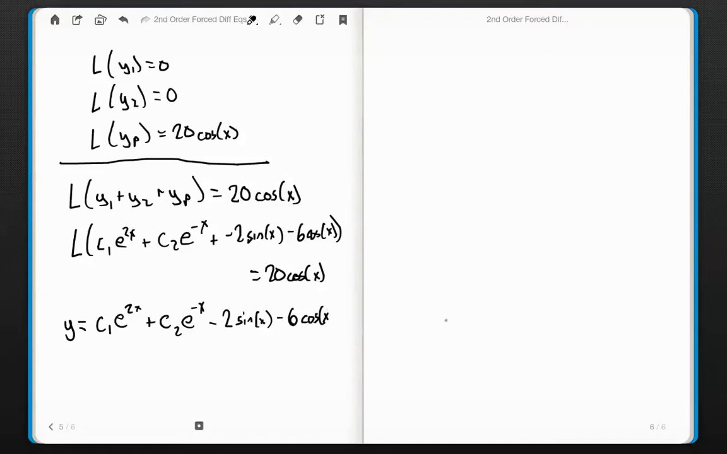Right? So that's it. That's my final solution. That took a long time to get one solution. That's why I only assigned 3, 4 of these things, maybe 5. So that's it. Okay, hopefully you understand that.